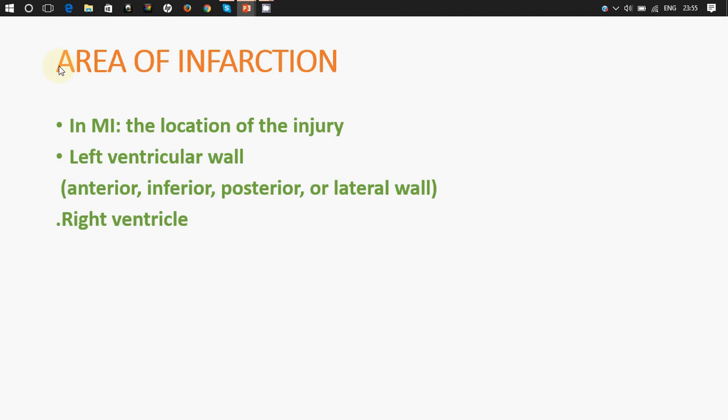Area of infarction: different areas of your heart may get infarction. Mainly we can see it in the left ventricular wall. In the left ventricle you can see the anterior wall, inferior wall, posterior wall or lateral wall. So any of these walls may get infarction. So in the left ventricular wall you can see anterior MI, inferior MI, posterior wall MI and lateral wall MI. The right ventricle can also be affected by infarction.